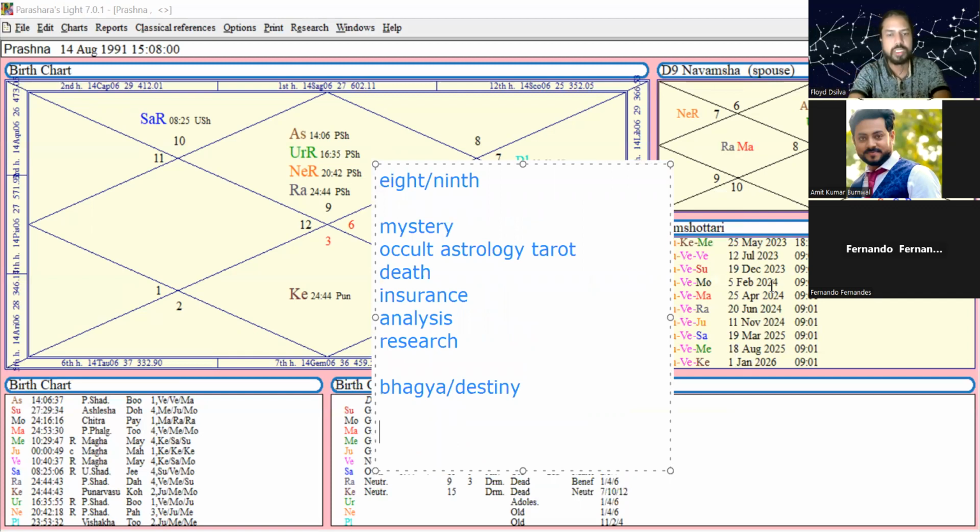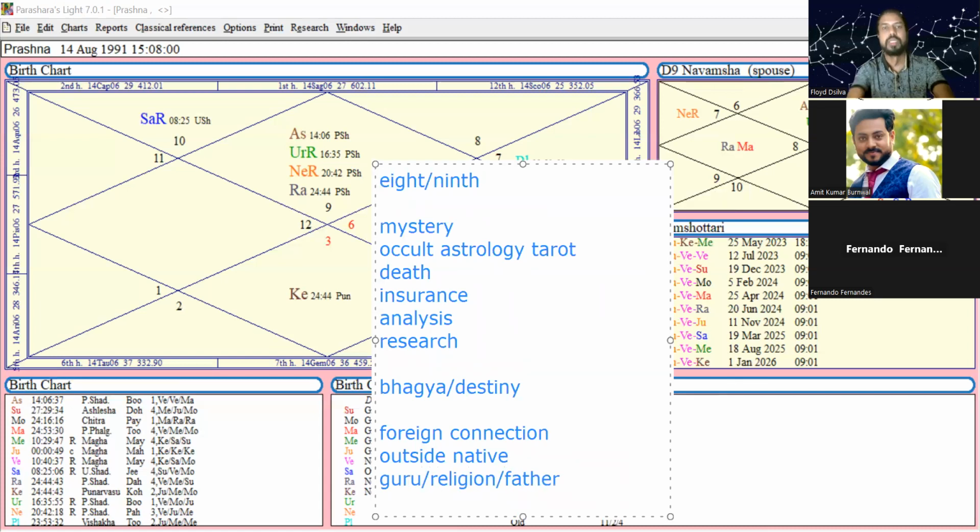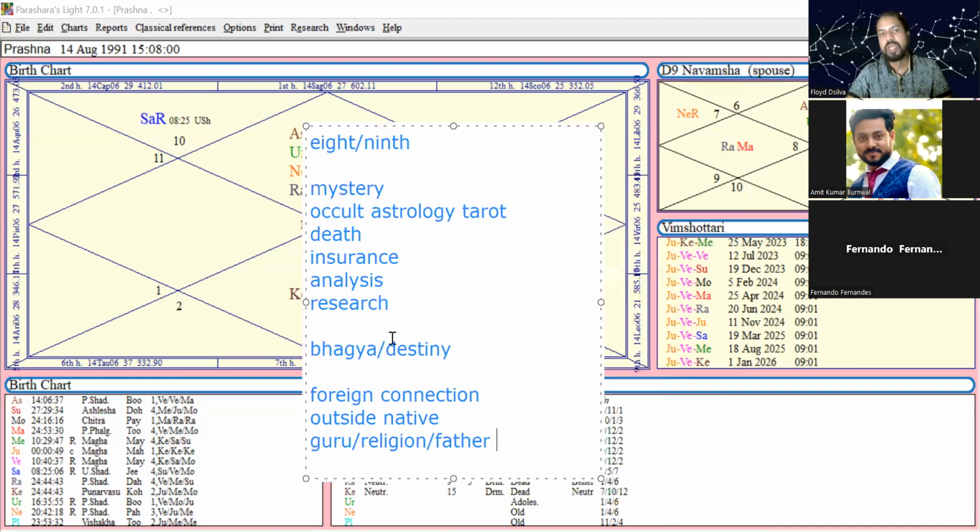So 9th house is Bhagya, destiny. What will it involve? Foreign connection. It will involve outside native place. It will involve something to do with spirituality, guru, religion, father. So Jupiter is in the 9th house. So where is this person likely to find his or her partner, based on all this information?